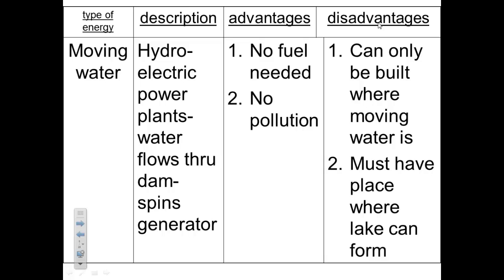Just like wind generators, hydroelectric power plants do not need fuel to make electricity. There is no pollution. No waste is left behind. Hydroelectric power plants have some disadvantages. They can only be built where there is moving water. The area also must have a place where a lake can form behind the dam. These lakes flood habitats of plants and animals. Dams can also stop fish from swimming up and down the river.